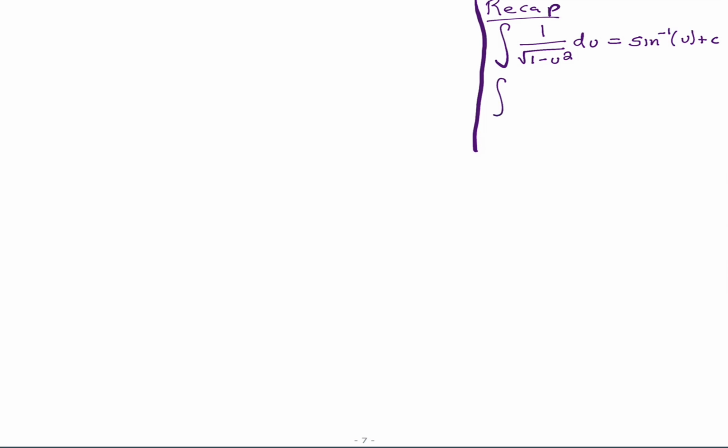Okay. What about, so make sure you know these. These are very important. Oh, sorry. I'll use u just to make it a little bit clearer. What about 1 over 1 plus u squared du? That's inverse tangent.